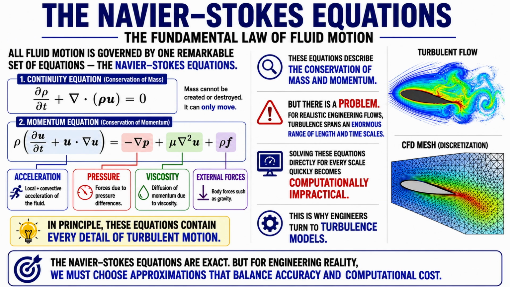All fluid motion is governed by one remarkable set of equations, the Navier-Stokes equations. These equations describe the conservation of mass and momentum. In principle, they contain every detail of turbulent motion, but there's a problem. For realistic engineering flows, turbulence spans an enormous range of length and time scales. Solving these equations directly for every scale quickly becomes computationally impractical. This is why engineers turn to turbulence models.